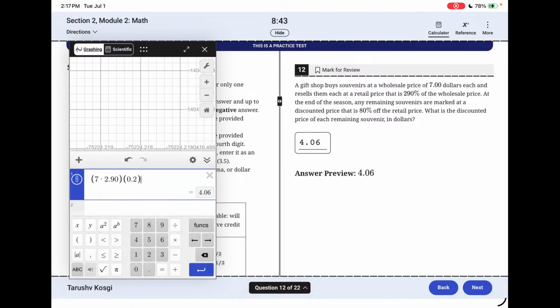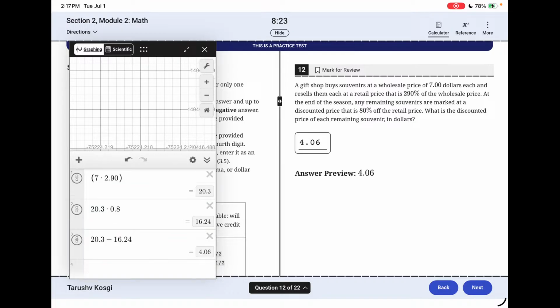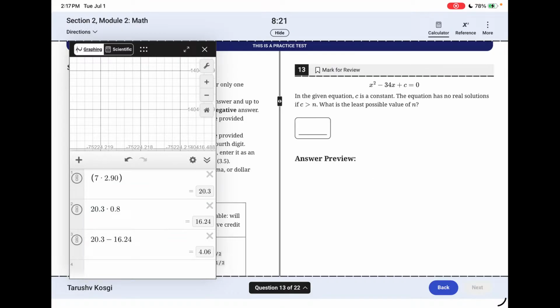But just to be sure, let's try something else here. 20.3 times 0.8, and then 20.3 minus 16.24. So, yeah, okay, definitely 4.06.